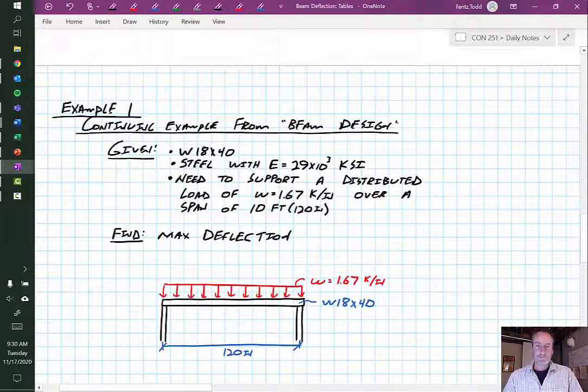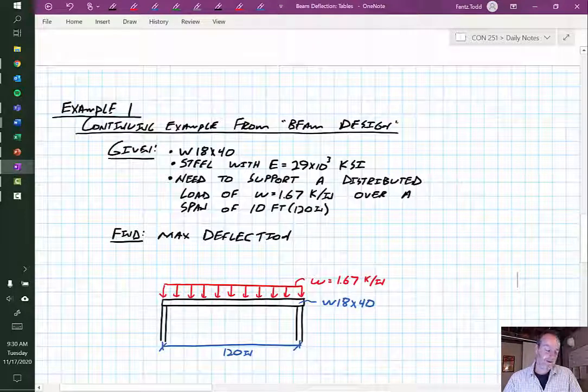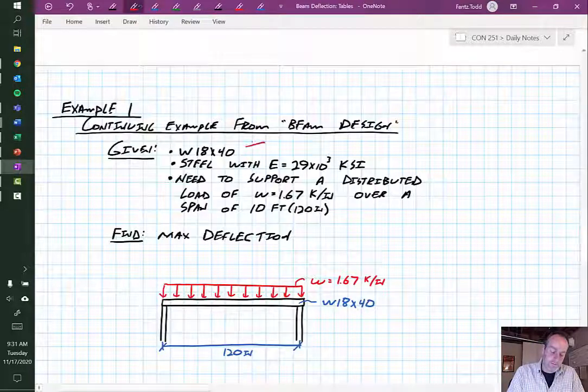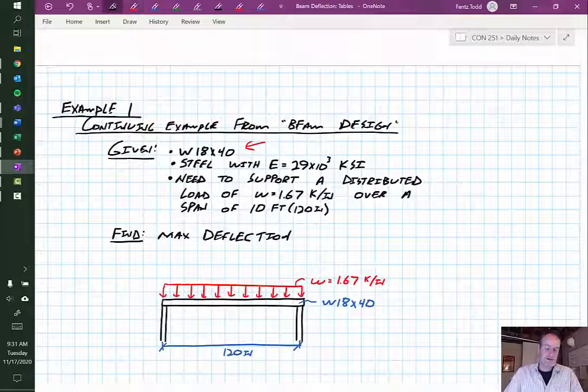So this example should look familiar. This is the exact same problem we did last time. So that's why it says continuing example from beam design. So if you don't remember this problem, go back to the last one. In the last problem, what we had to do is find a beam that would support this load of 1.67 kips per inch over 120 inches. And what we found from that problem was that we could support it with a W18 by 40.